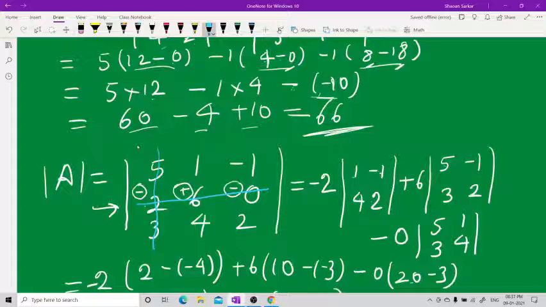Now with 2, in front of 2 there is a plus sign, and on the top there is a minus sign. The minus into plus is minus, therefore it is a minus 2 here. Then you can see 1, minus 1, 4, 2, 1, minus 1, 4, 2.